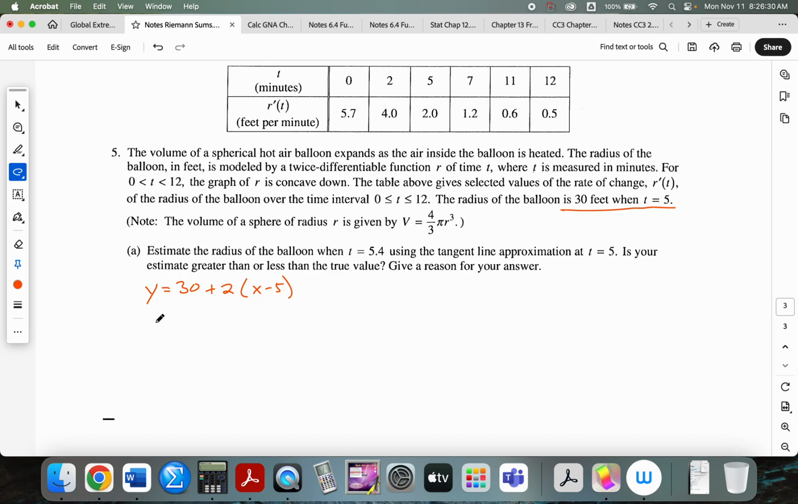So the radius is approximately equal to 30 plus 2 times 5.4 minus 5, which is 30 plus 0.8, is 30.8 feet.